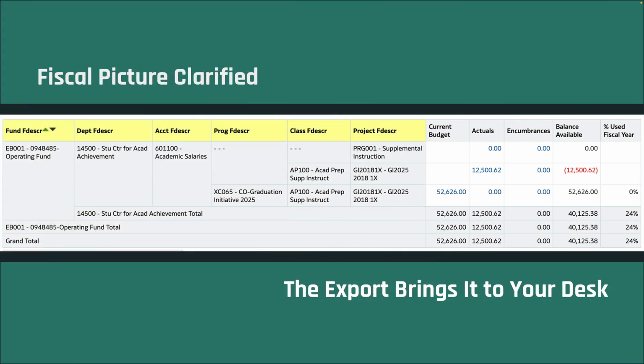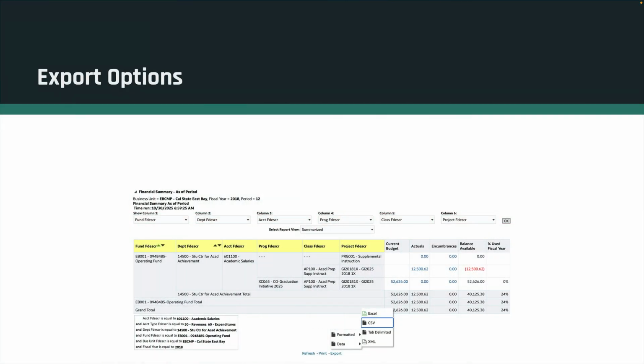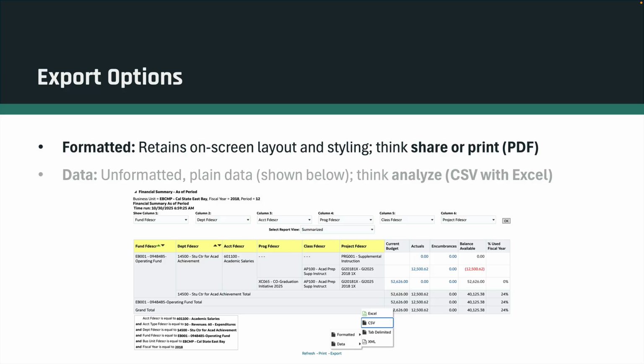At some point, you'll likely want to export report data for further analysis. By default, the Finance Data Warehouse provides two export options for each report: formatted exports and data exports. Formatted exports reflect what you see by keeping on-screen layout. These are useful for sharing or printing, such as with PDFs. Data exports produce text files with just data and no formatting. Preferable amongst the options is a plain CSV file, perfect for Excel.